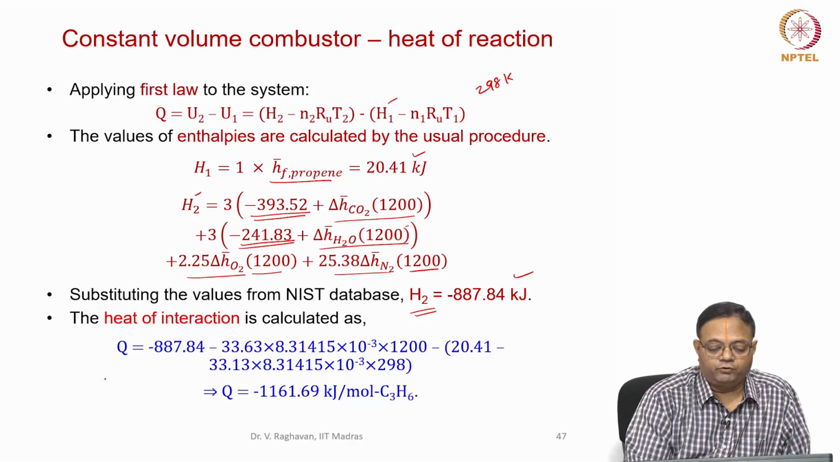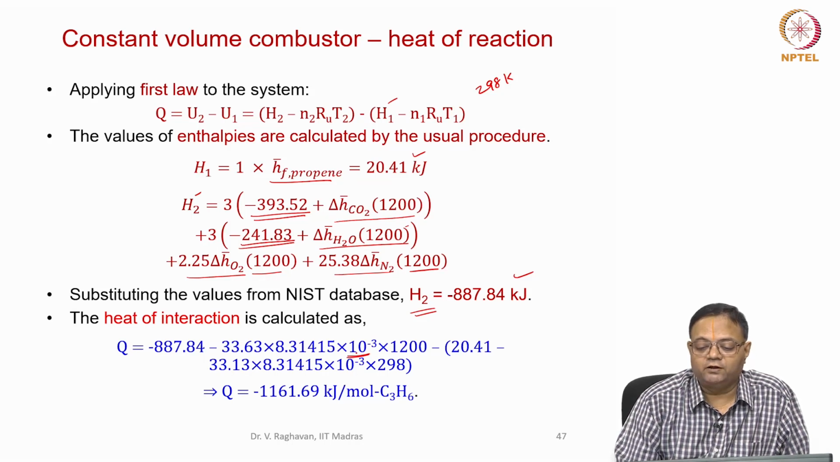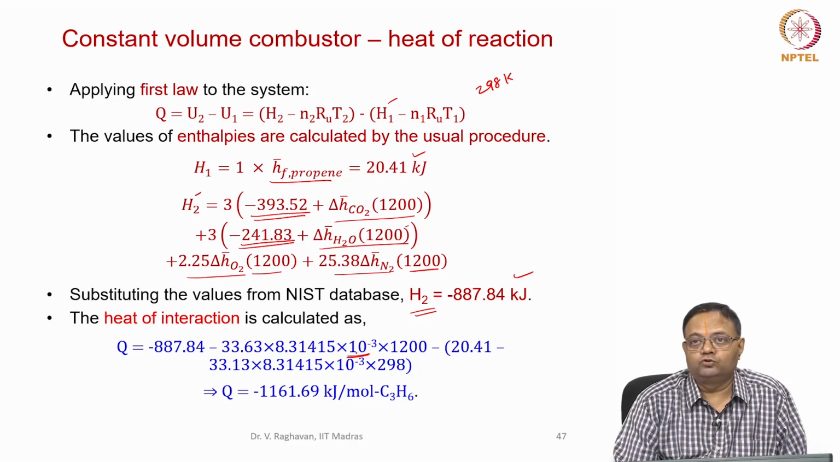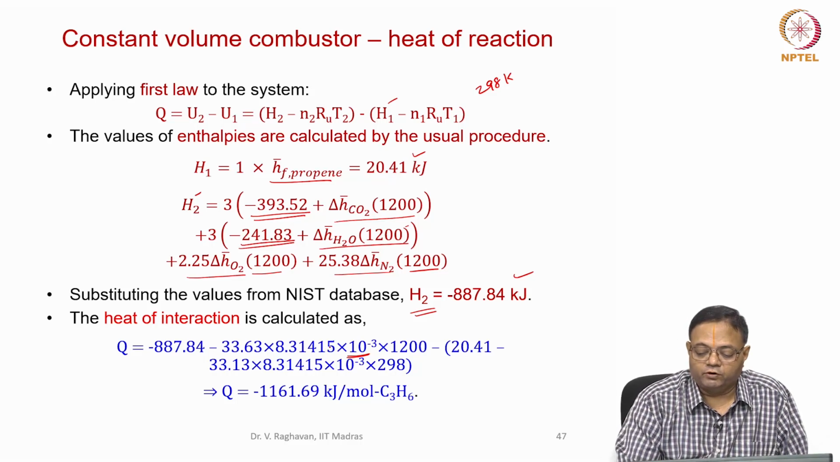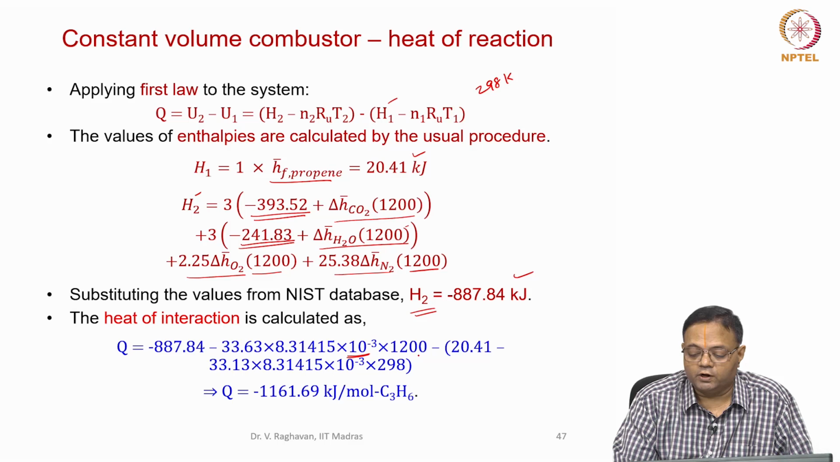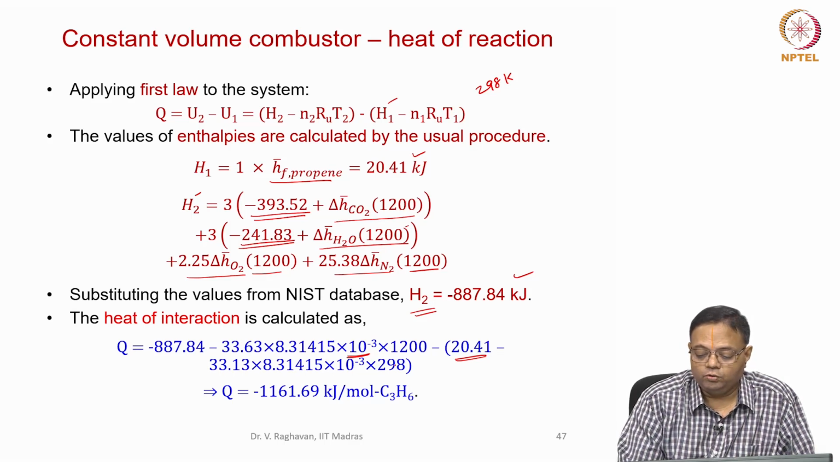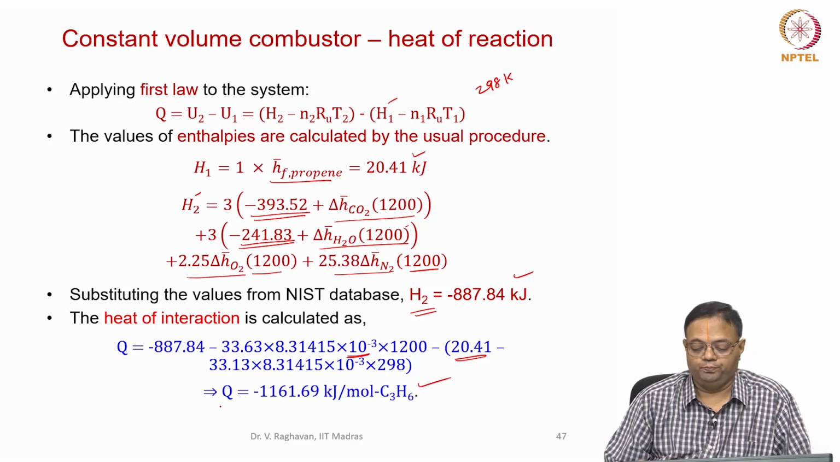Now, what is Q? It will be H2 minus N2 R_U. Please understand, this 10 power minus 3 is to convert into kilojoules, because 8.314 is in kilojoule per kilomole Kelvin. So this 10 power minus 3 is used as a conversion factor from mole to kilomole, and 1200 is the temperature of the products, minus the enthalpy of the reactants minus N_R R_U T. So that will be the value of Q.